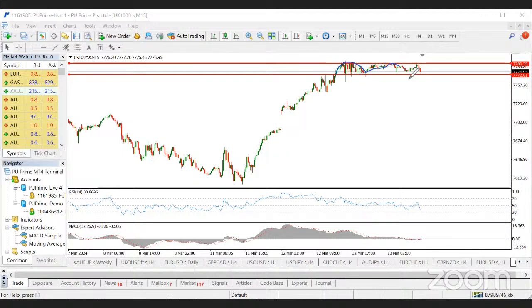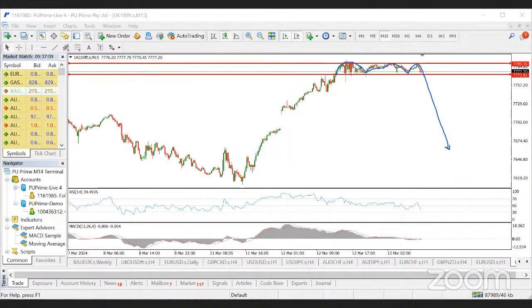1, 2, and 3. So if the news comes out not to favor the pound, then we will see a bearish breakout on UK 100. So I'm bearish biased on UK 100. So the person that asked this, I just hope you are taking notes.